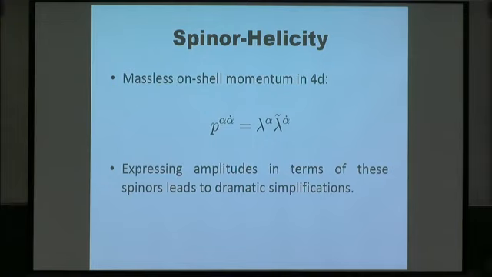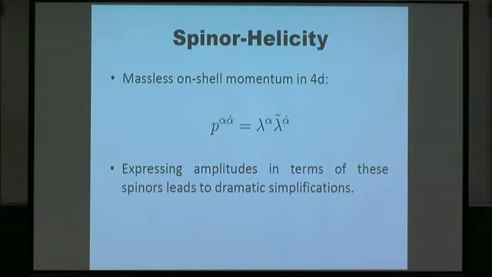So in this talk, I'm going to be primarily focused on massless particles. So in other words, p squared is equal to 0. And it turns out for a massless particle in 4 dimensions, you can write its on-shell momentum in this bi-spinor form, where the indices alpha and alpha dot run from 1 to 2. They're indices of SU(2) times SU(2), which is essentially the Lorentz group in 4 dimensions.